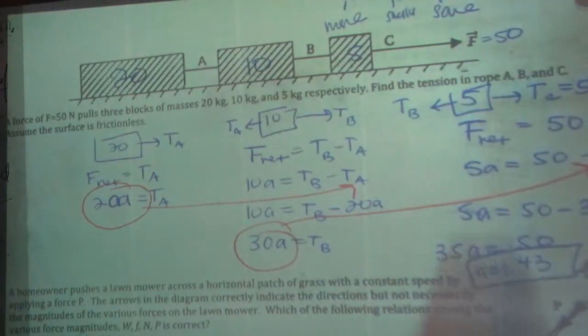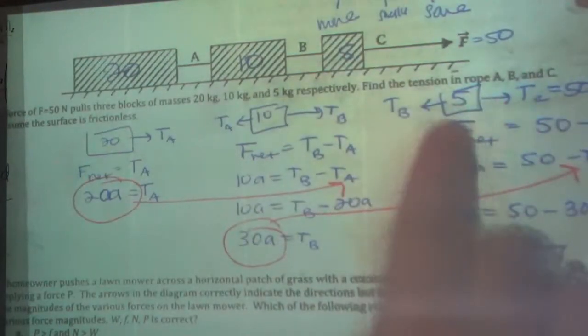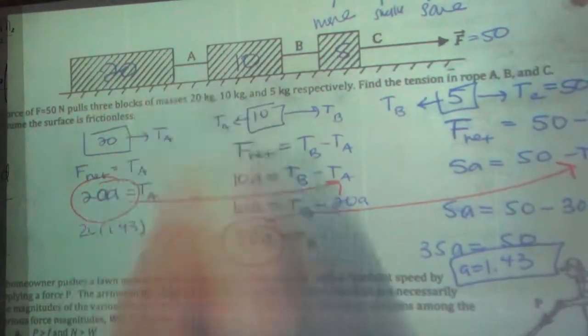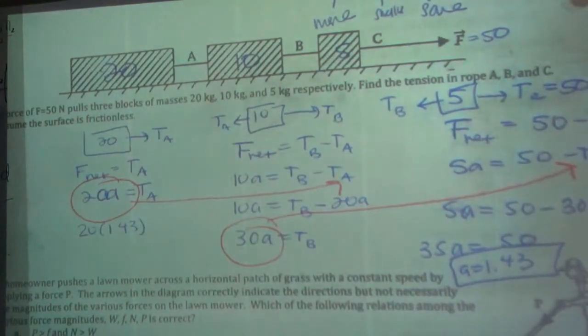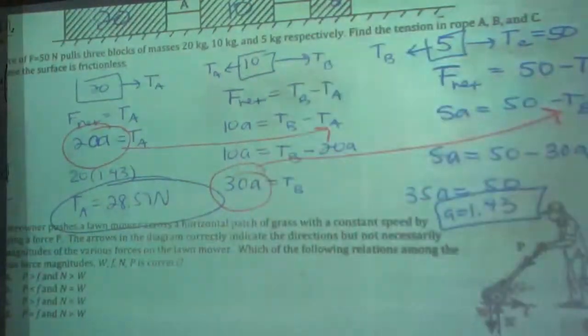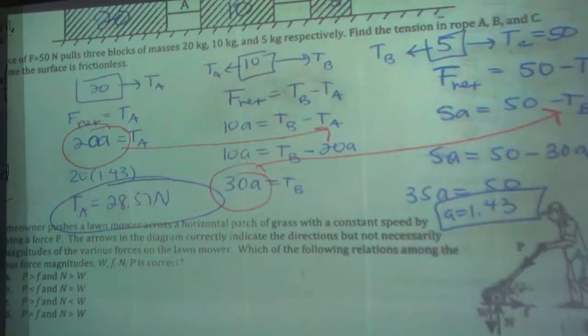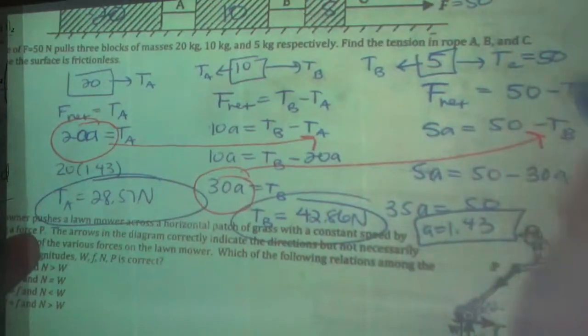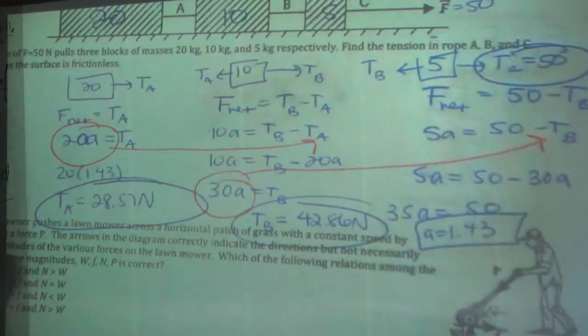And now I'm not done because I actually wanted these tensions, but it's really easy because I can just say, okay, 20 times that is going to give me a tension of 28.57 newtons for A. Tension in B is 30 times the acceleration, so that's going to give me a tension of 42.86 newtons. And then the other one was already given to me, T3 was 50.